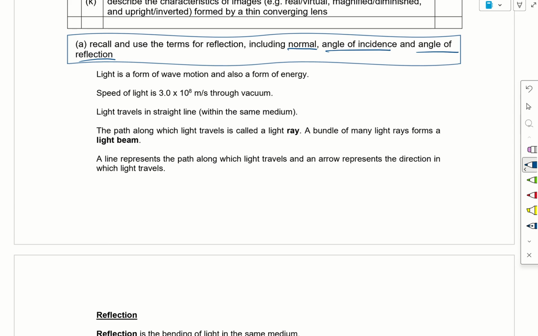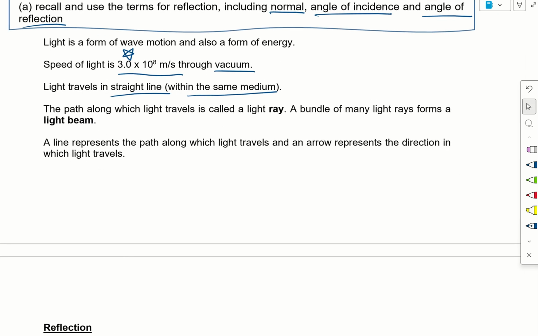Okay, light is a form of wave motion and also a form of energy, and the speed of light is 3 times 10 to the power of 8 meter per second through vacuum. You may need to know this number, which is very fast. Now, light travels in a straight line, okay, but this is within the same medium. Later, I'll explain a little bit more.